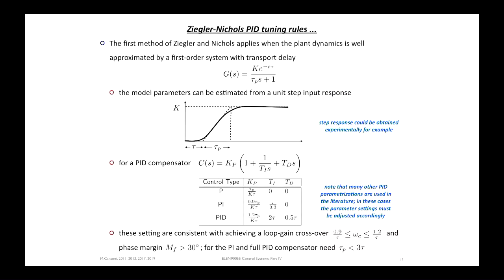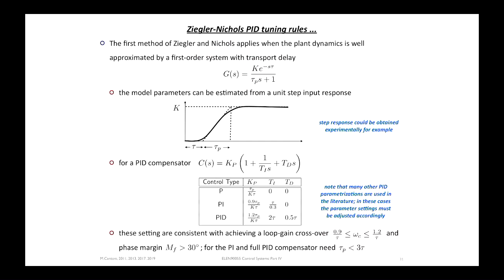You may have heard of things called Ziegler-Nichols tuning rules. These work well when your plant has a particular form. One case is this form here: a system with first order dynamics and some delay. These sorts of models often arise in the process industry, which is where these guys worked in the 50s.